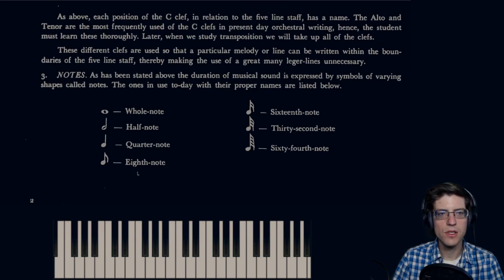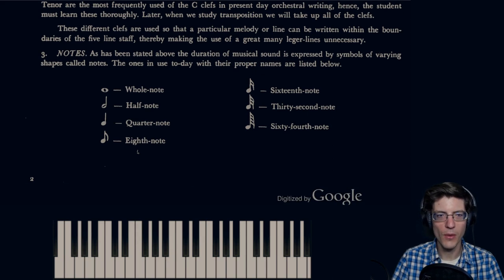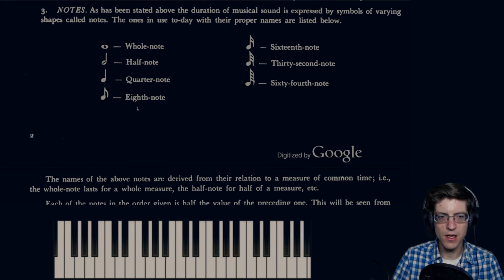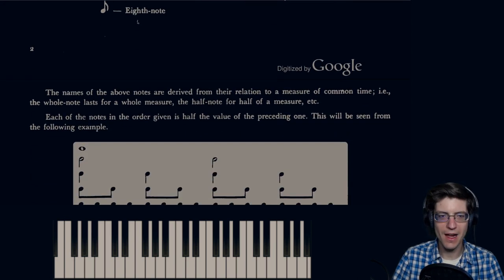Number three, notes. As has been stated above, the duration of musical sound is expressed by symbols of varying shapes, called notes. The ones in use today with their proper names are listed below. So we have whole note, half note, quarter note, eighth note, 16th note, 32nd note, and 64th. So 8th through 64th, each one is separated by the different flags.